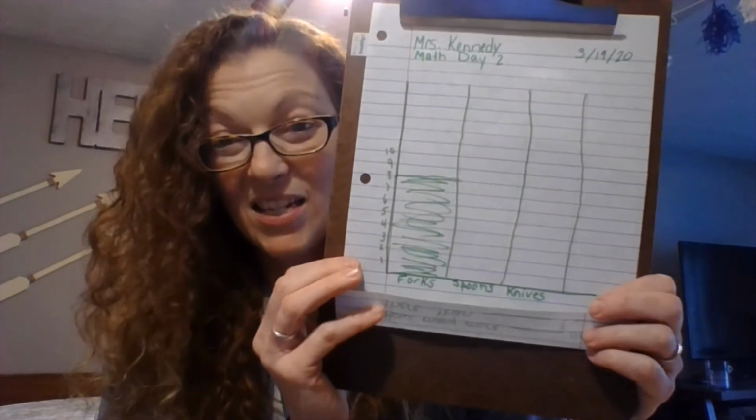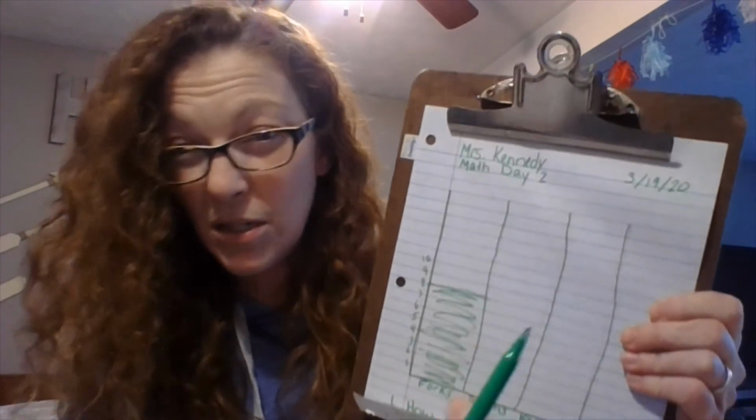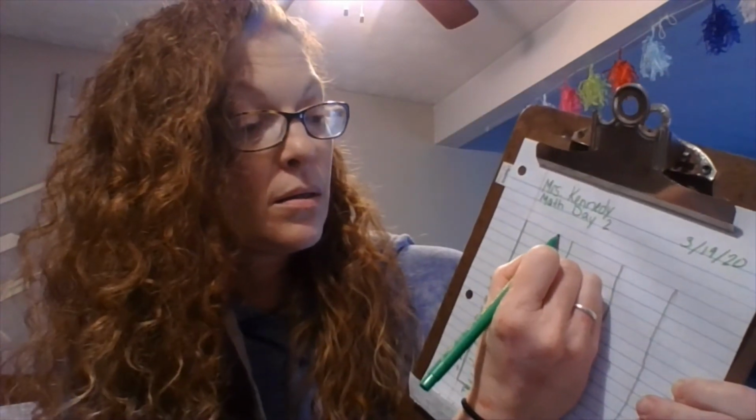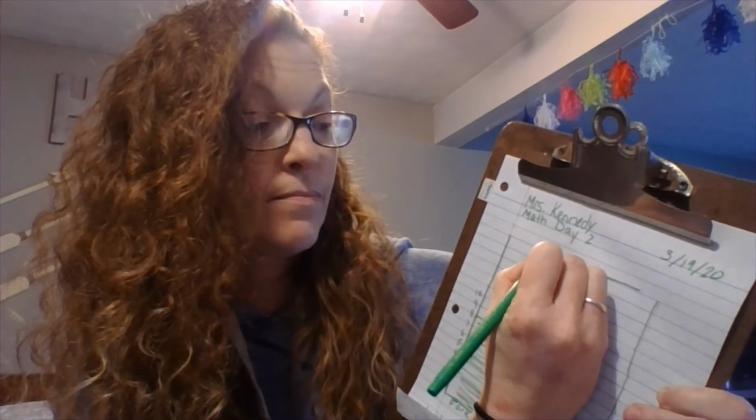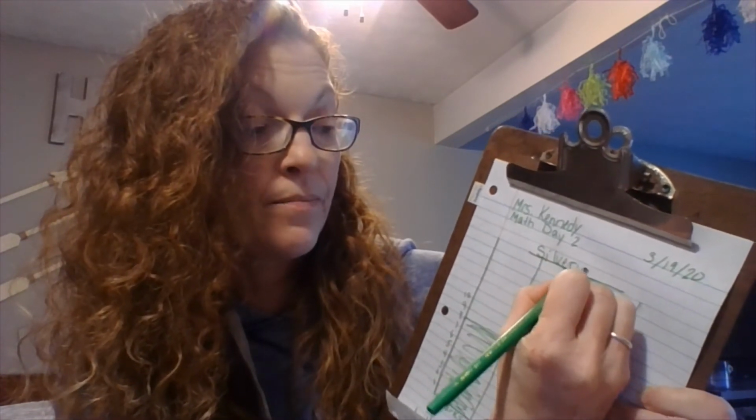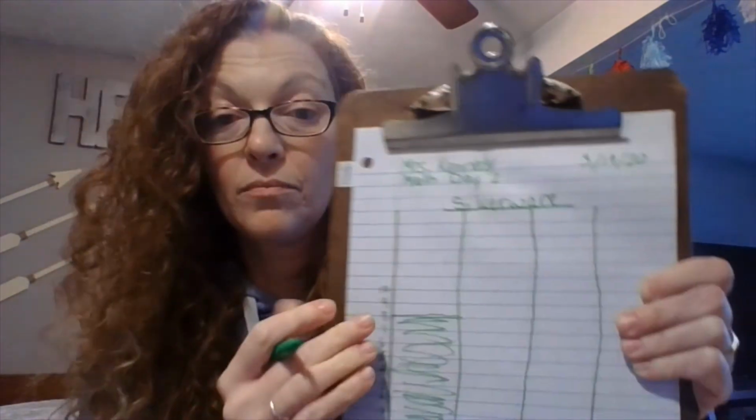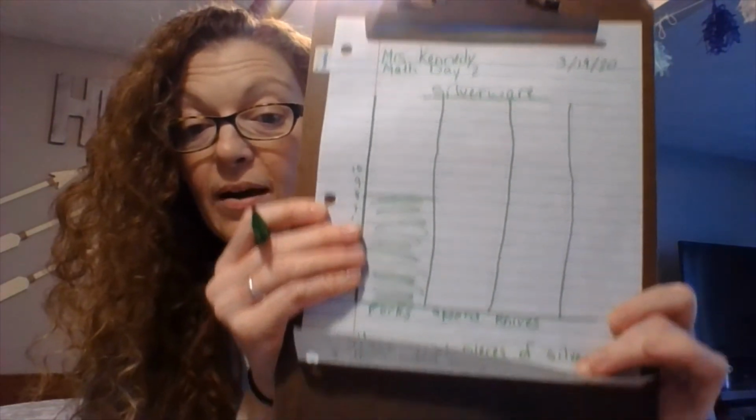Then, once that's done, I want you to think of a title for your graph. Because maybe you didn't use silverware. So you title the graph. I'm going to write silverware because I used silverware. You choose what your title is going to be based on what you have.